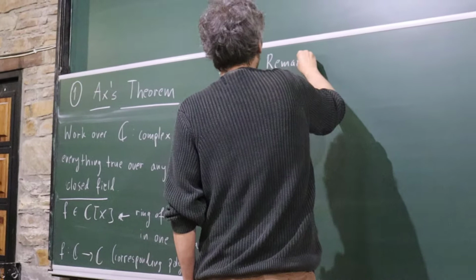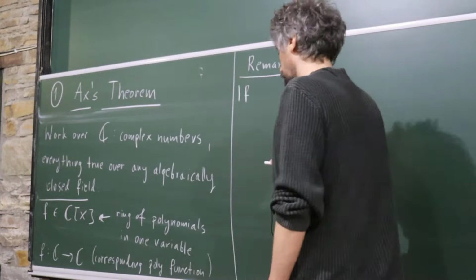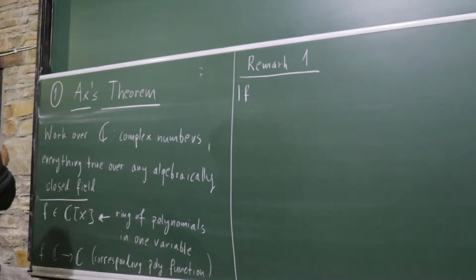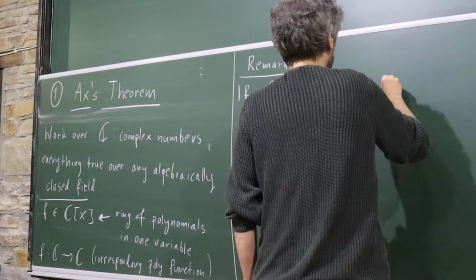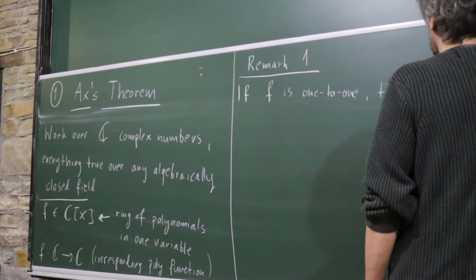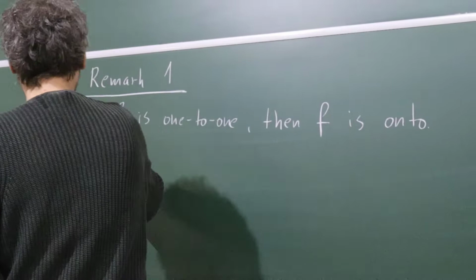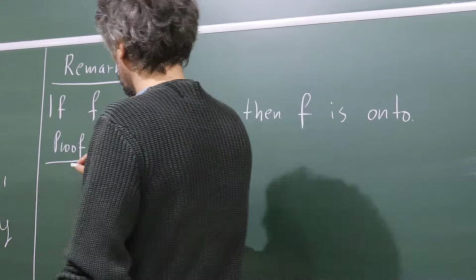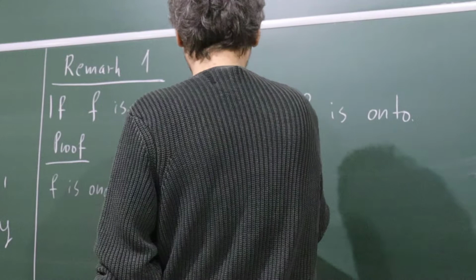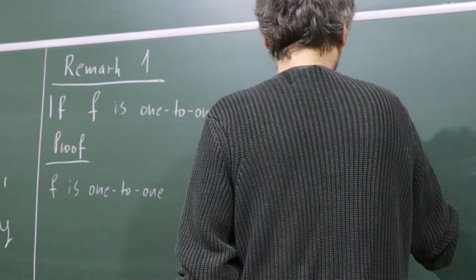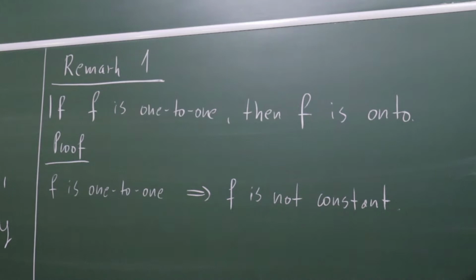which is not the best statement on its own, but it leads nicely to the Ax theorem. So it's quite easy to observe that if f is 1-to-1, then f is onto. So let's prove it. Actually, much less will be used than 1-to-1. So proof. So if f is 1-to-1, then of course f cannot be constant.